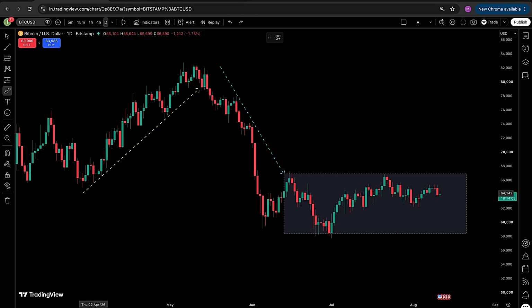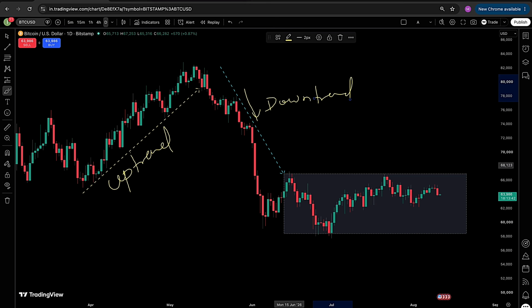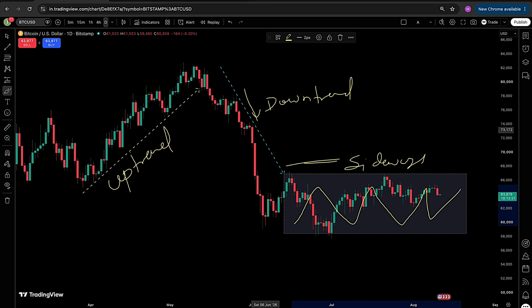So here you can see three trends. The first one you can see here is the uptrend. The second one here is the downtrend. And this one here is your sideways trend. And this is the trend where most people lose money.